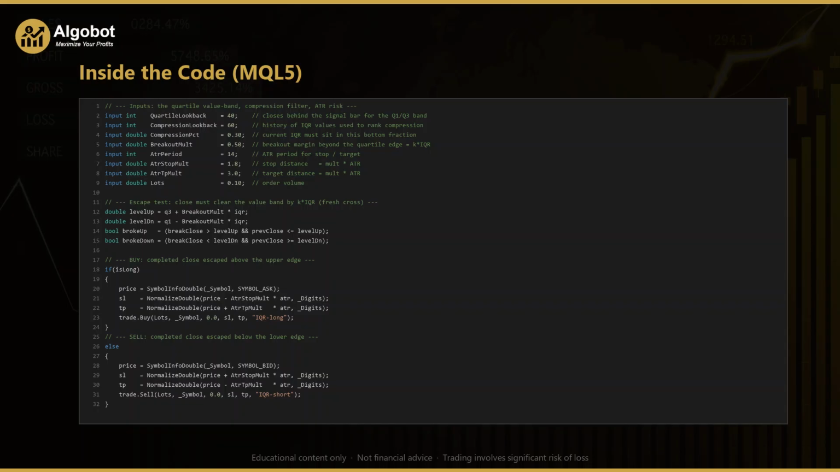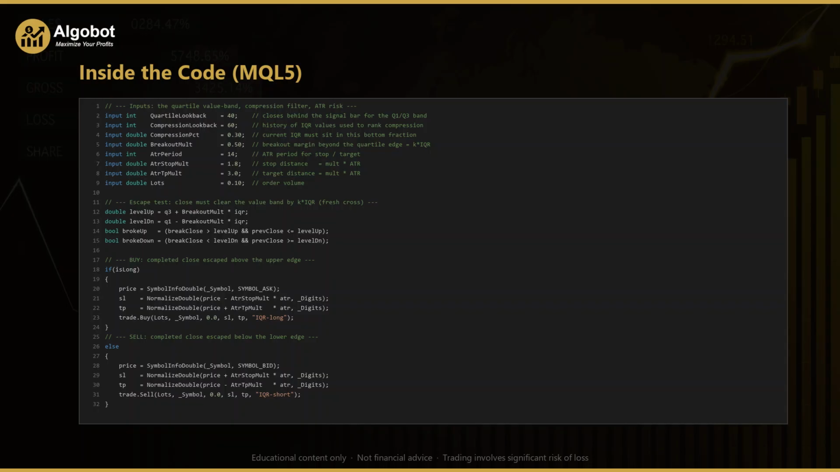The code computes level up as Q3 plus the breakout multiplier times the interquartile range, and level down as Q1 minus that margin. The Boolean broke up is true when the completed close is above level up while the previous close was at or below it.